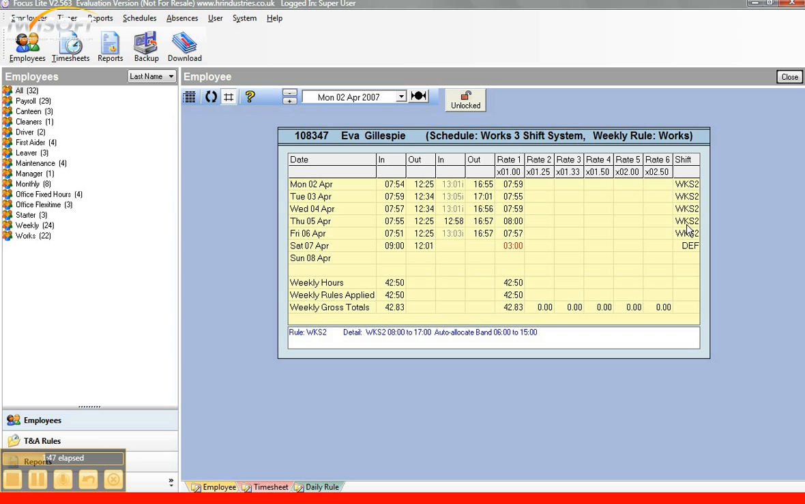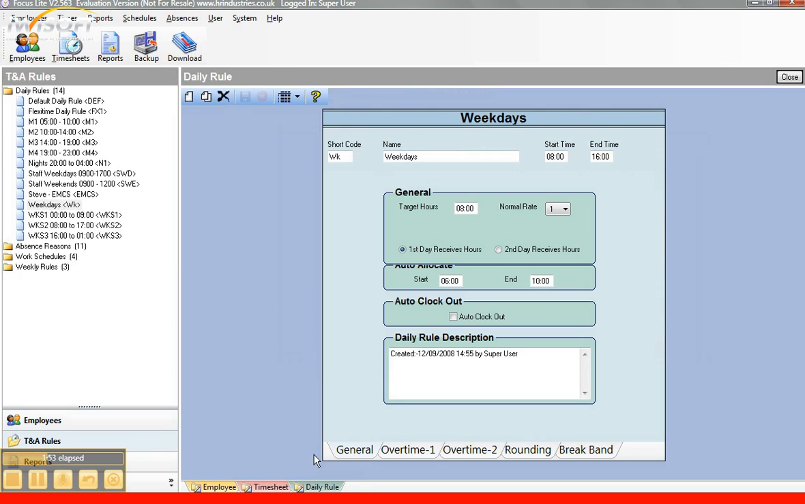Focus Lite offers a highly flexible solution for capturing employee time and attendance information based around daily rules. Daily rules define each shift or working day or night. We can specify target hours, start and end times, grace and rounding rules, up to 4 breaks, 6 rates of pay, and finally overtime bands. We don't have time here to look at the daily rules in great depth, but let's have a quick look at some of the parameters that they do include.